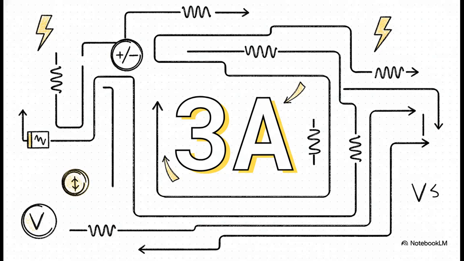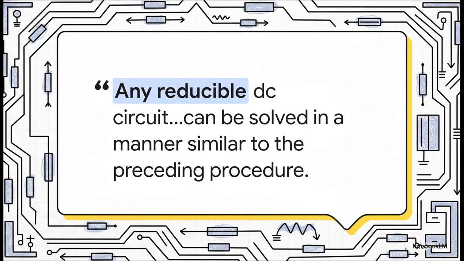And now, we can finally answer our original question. Using the good old Ohm's law, voltage divided by resistance, we take our 460 volts, we divide by our total resistance, and we get the answer. The total current flowing out of that power supply is 3 amps. That's it. And this isn't some one-off party trick for just this problem. As the Handbook of Electric Power Calculations puts it, any reducible circuit, no matter how complicated it looks on paper, can be solved using this exact same method. It's a universal strategy for taming complexity.